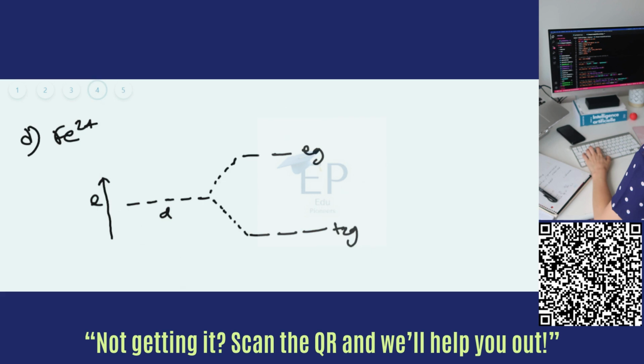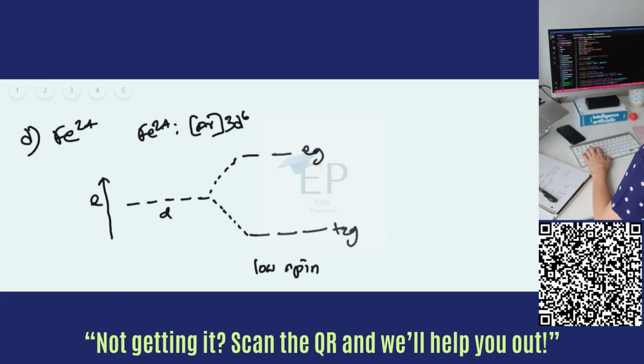And then for Fe2 plus, we have a formula like this, again argon and then 3d6. So for this case, we have to find out the low spin orbital splitting. So this is a low spin.